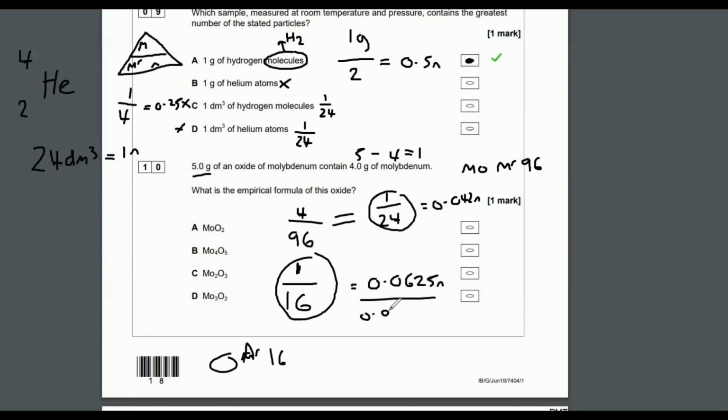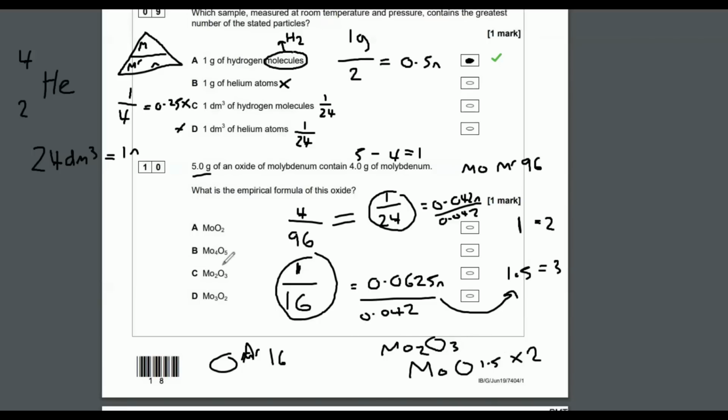So now we want to divide both by the smallest, so divide both by 0.042. And what we're going to find when we do that is that the molybdenum is equal to 1 and the oxygen is equal to 1.5. So can you write a formula Mo1.5? No, we need to times by 2 to get whole numbers, integers, for chemical formulas. So we're going to end up with 2 for the molybdenum, Mo2O3, and that means that C is the correct answer.